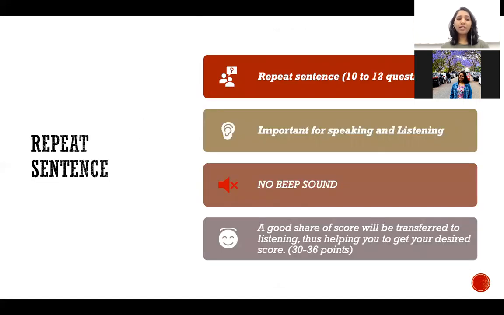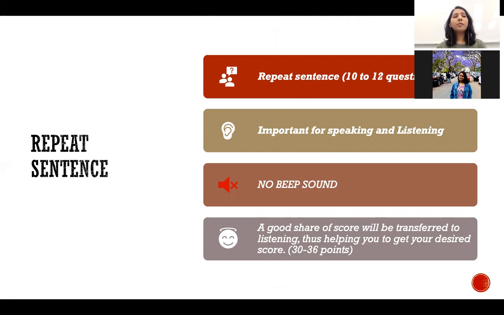The second question type here is called repeat sentences. This is a very important question type. It's quite important for your listening. This question type has the potential to transfer 45 points to listening. 3 factors again come into play here: content, fluency, and pronunciation.